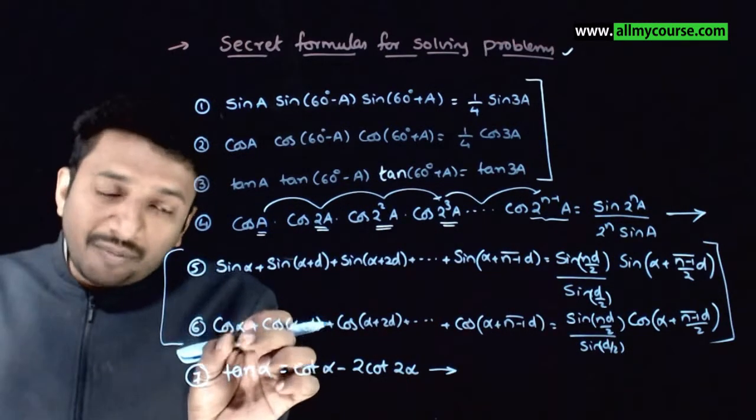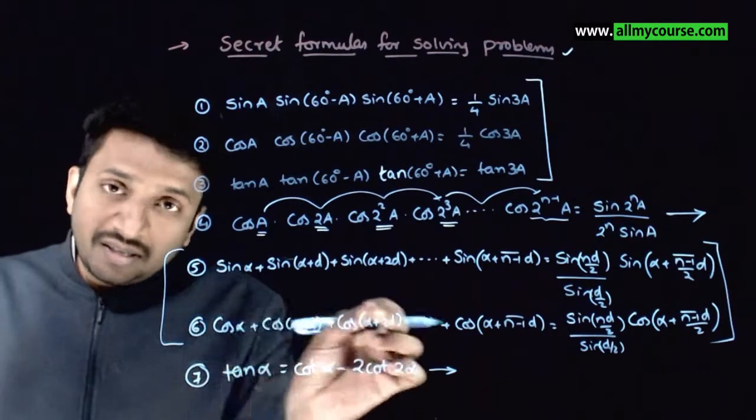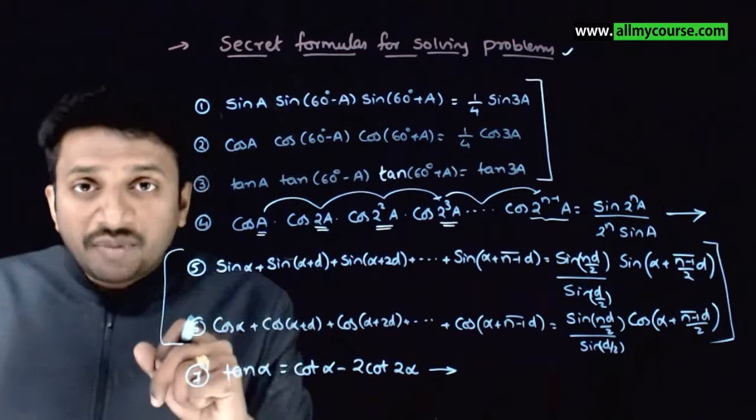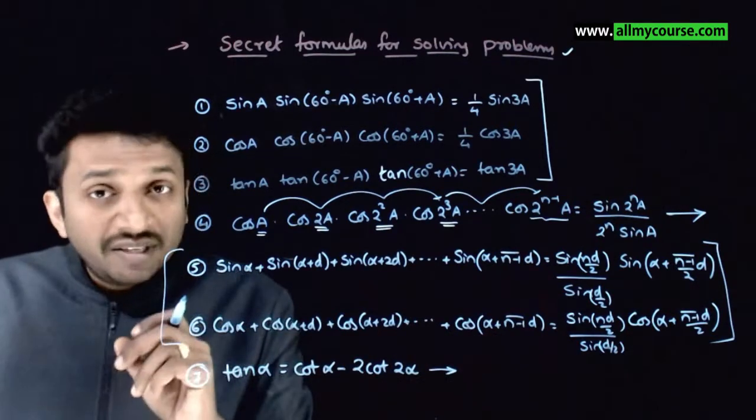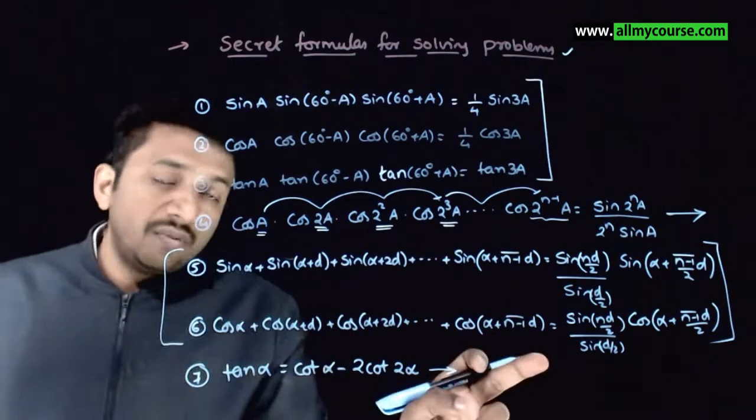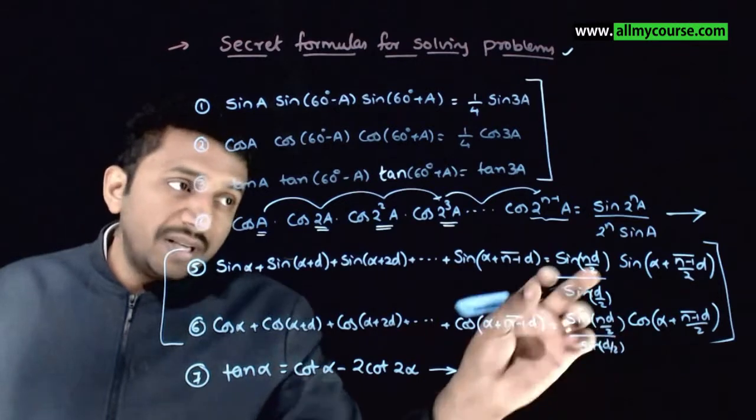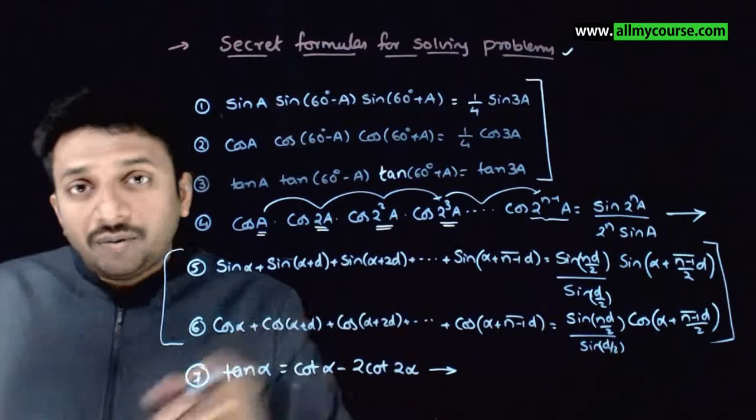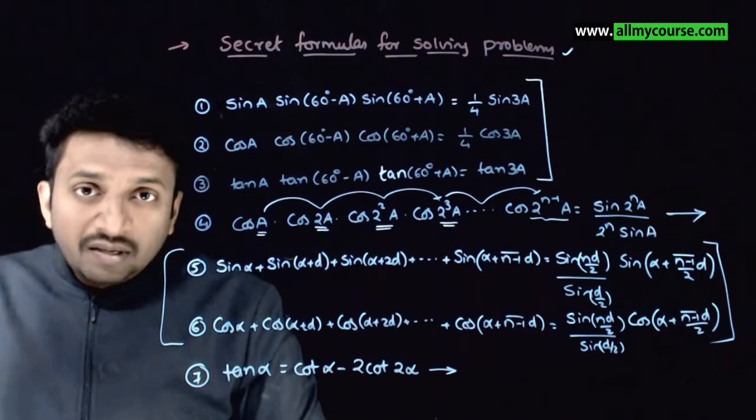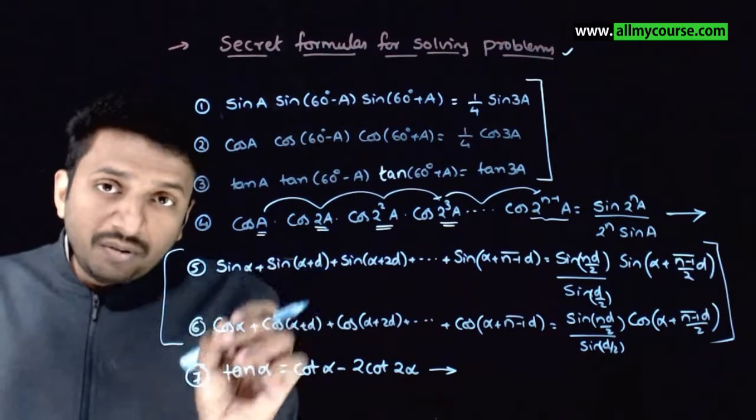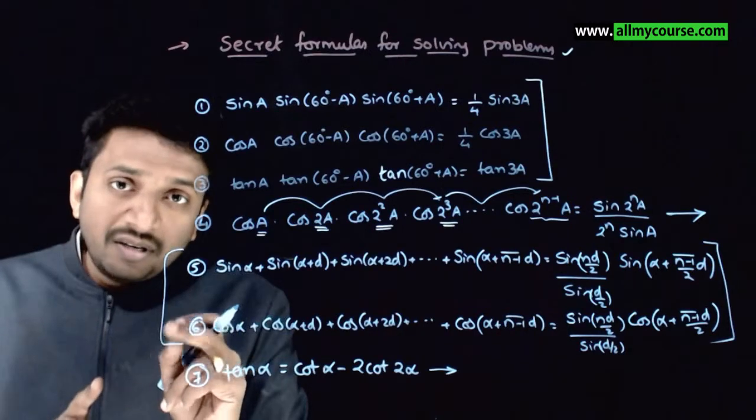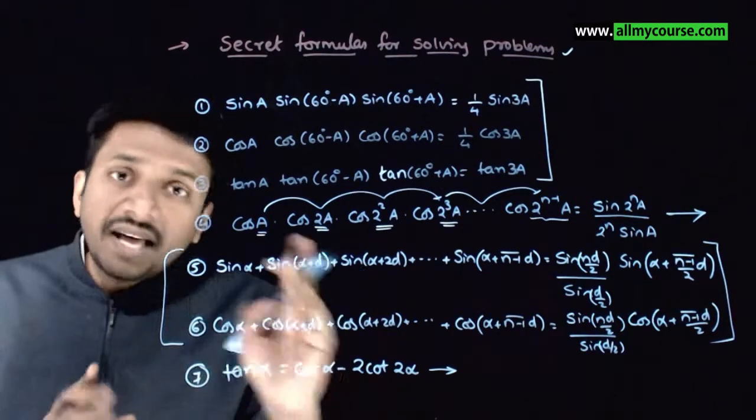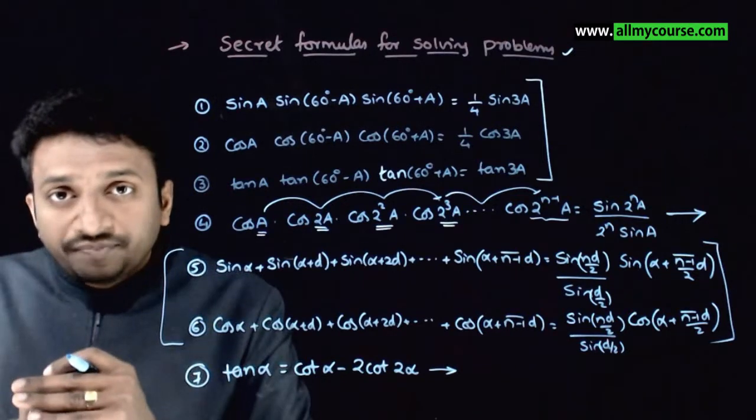Similarly, the formula for cos alpha looks nearly identical. Cos alpha plus cos (alpha plus D) plus cos (alpha plus 2D) and so on up to cos (alpha plus (n minus 1) D) is equal to sine (nD by 2) by sine (D by 2). This remains same, into cos of (alpha plus (n minus 1) into D by 2). So these formulas will be useful for summation sequences of sine and cos where the angles are in arithmetic progression.